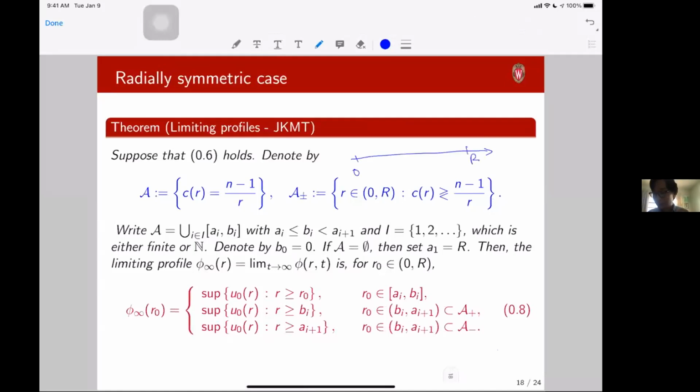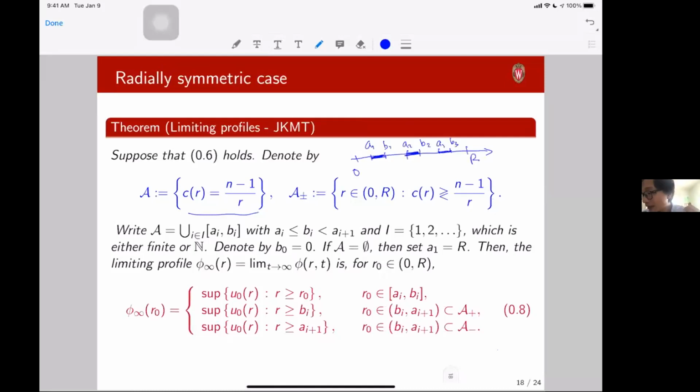We see here this is from 0 to R. We need to distinguish I, which is the regions in which we have c(R) equals (n minus 1) over R. This is the regions in which we have the balance between the mean curvature and the forcing term, so they balance each other out. So this is cancellation. Let's say that A is the union of A1, B1, A2, B2, A3, B3. Those regions I'm underlining here are the regions where c(R) equals (n minus 1) over R. So those are where the forcing and the mean curvature balance each other.